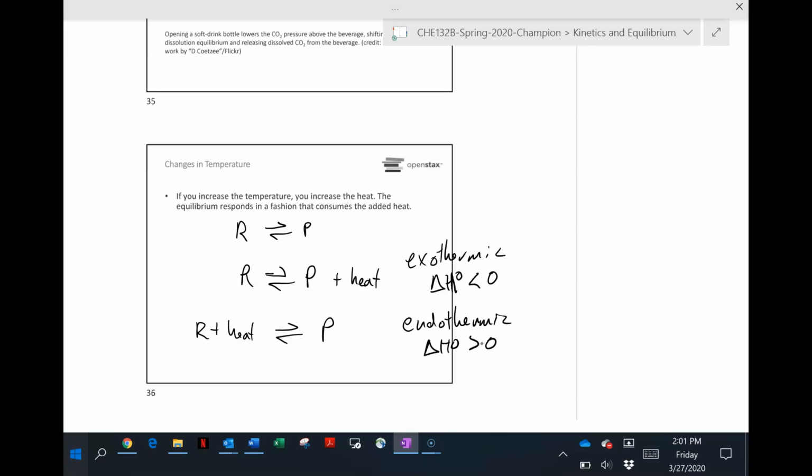Here, heat's a product. And so if I increase temperature, in this case 1 here, I'm adding heat in. That's like adding a product. It's going to shift it back towards the reactants. In reaction 2 here, the equilibrium 2, if I increase heat, it's a reactant, so that's going to shift the reactants towards the products. If I cool the reaction down, it's going to have the opposite effect.